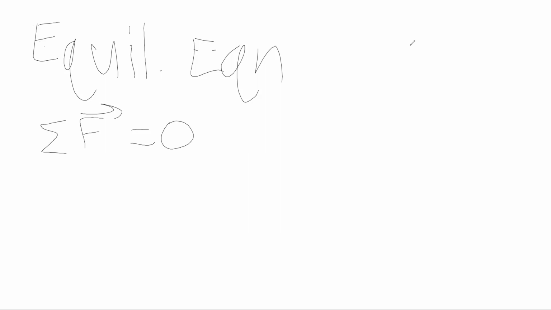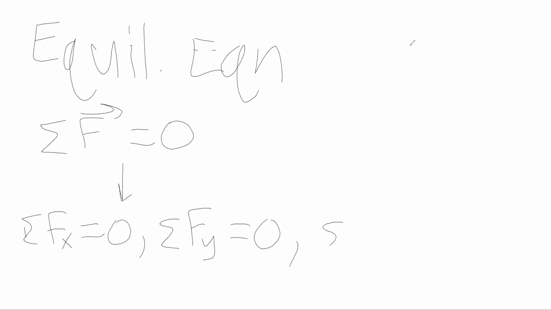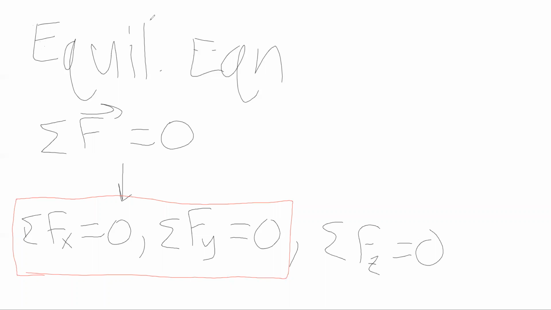So you can break this equation into 3 dimensions. You can say sum of the forces in the x direction equals 0, sum of the forces in the y direction equals 0, and sum of the forces in the z direction equals 0. For this course, I'm going to be mostly focusing on 2D, although you can extrapolate the ideas we talk about in 2D into the 3rd dimension if you would like, because in real life, most examples are 3D.